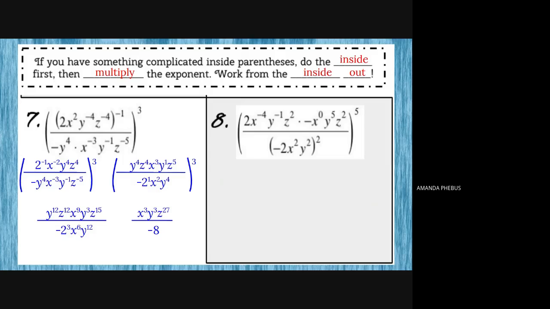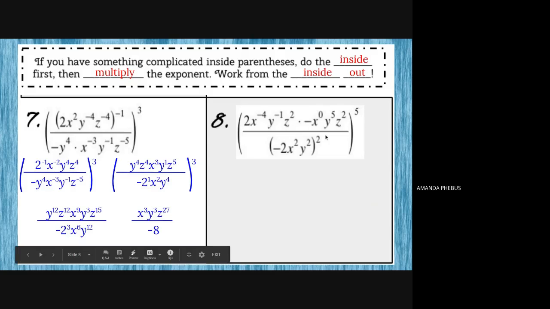All right, let's look at number 8. Number 8, definitely going to get rid of that x to the 0. Probably going to put stuff in the numerator together and work in that denominator, multiply everybody's exponent by 2. Let's see what I chose to do. Yep, got rid of the x to the 0.